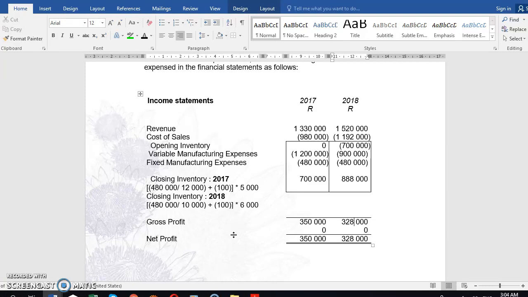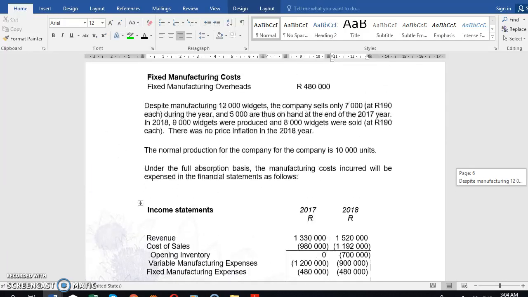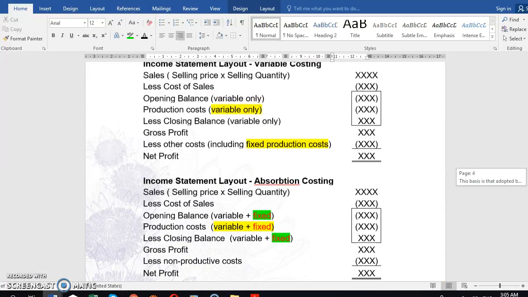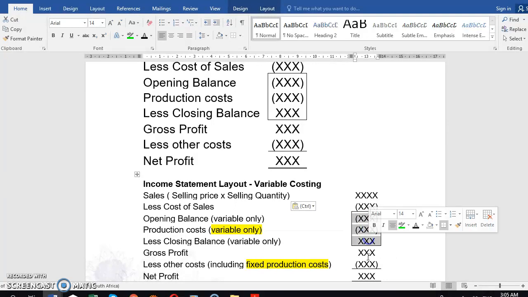In this video we are going to do the variable costing of the same class example. Just a recap: under variable costing, effectively the only difference is, everything else is the same. The difference is your opening balance, your production cost and your closing balance will just be the variable cost, and then we must remember that fixed manufacturing cost will be a period cost. In other words, this will not be in this block. It will be a separate cost below gross profit.